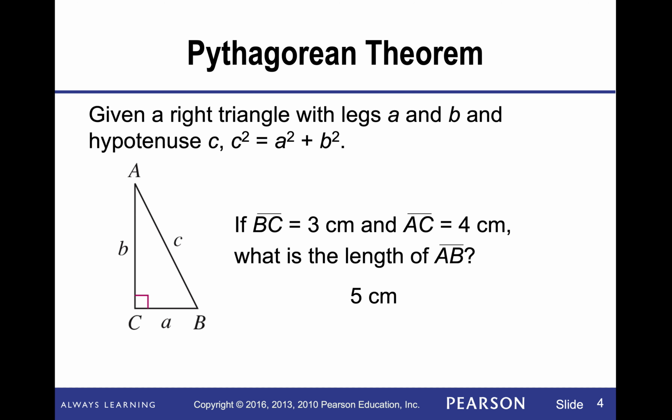So here, if I know that BC is going to be 3 centimeters, and I know that AC is 4, then that's going to be my two legs. So 3 squared plus 4 squared is 25, and I take the square root, and that's where the 5 comes from.